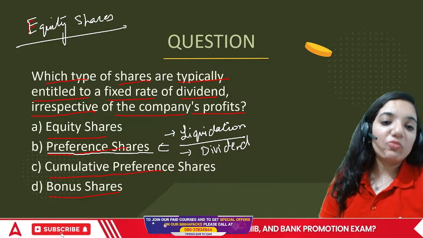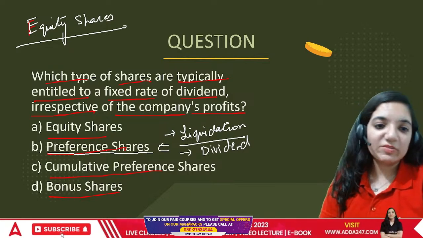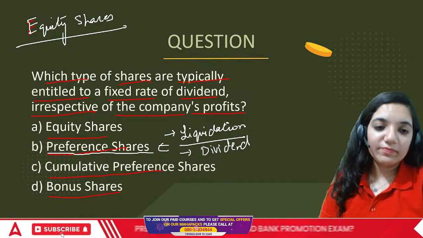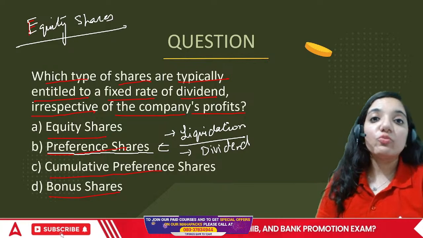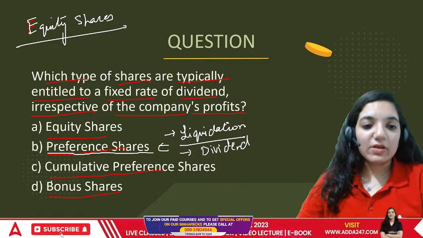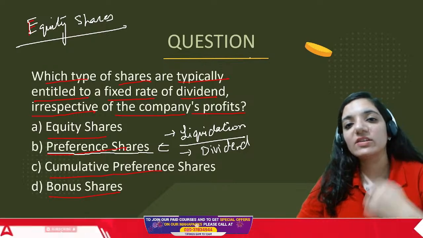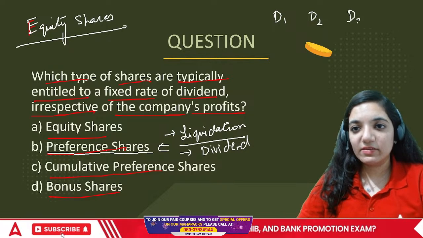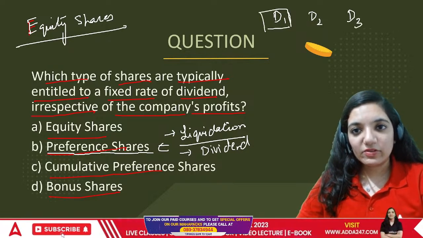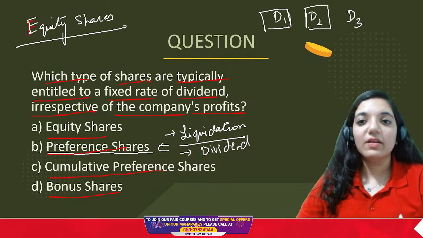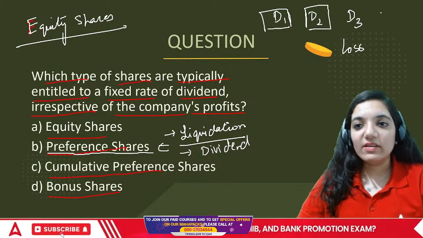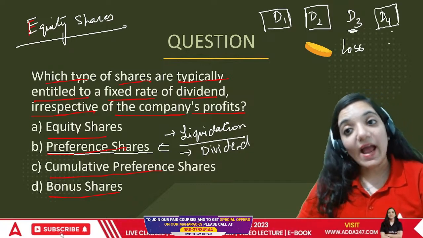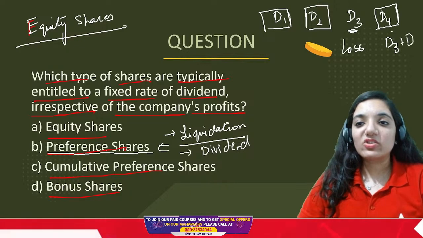Okay. Then we have cumulative preference shares. Cumulative preference shares means which is accumulated. This means if the company is supposed to pay dividend in the first year, the second year, the third year. They paid the dividend for the first year, they paid the dividend for the second year. In the third year, they faced a loss. Then in the fourth year, when they will pay dividend, they will pay dividend for D3 and D4. That is why it's called cumulative.